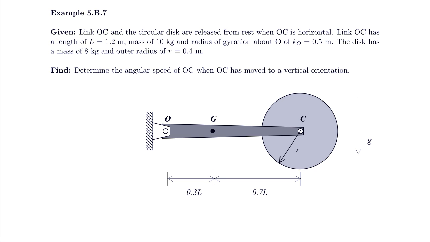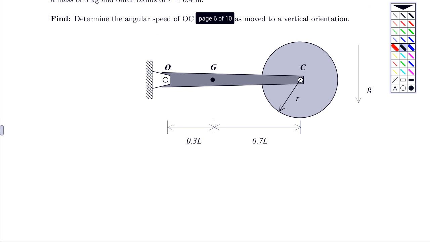If that disc is pinned to the arm, what is the angular speed of the link OC after OC has rotated in a clockwise sense through an angle of 90 degrees? We're looking for a change in speeds for a change in position. So we will definitely consider the work energy equation.